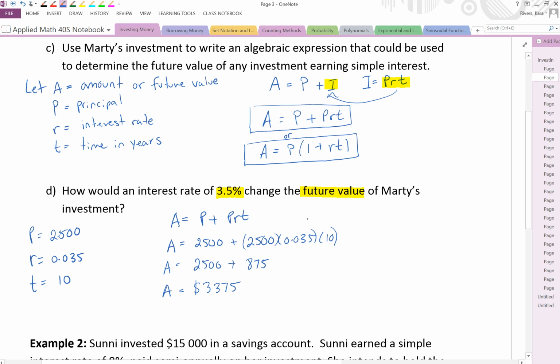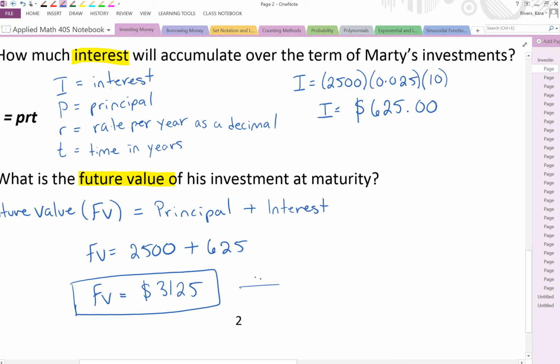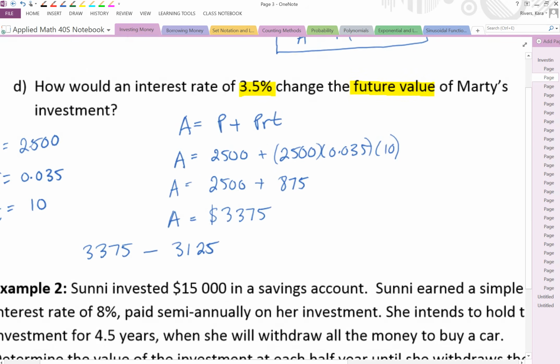Now, they want to know how would that change? Well, we can see that it's going to be greater, but greater by how much, right? So if we find the difference, we can take this value and subtract it from what we got in B part, where it said how much was our future value, and we got 3,125. So I'm taking that value from right here, where we figured out what our future value was in B, and putting those values in and finding the difference, we get a difference of $250. So $250 more is earned.